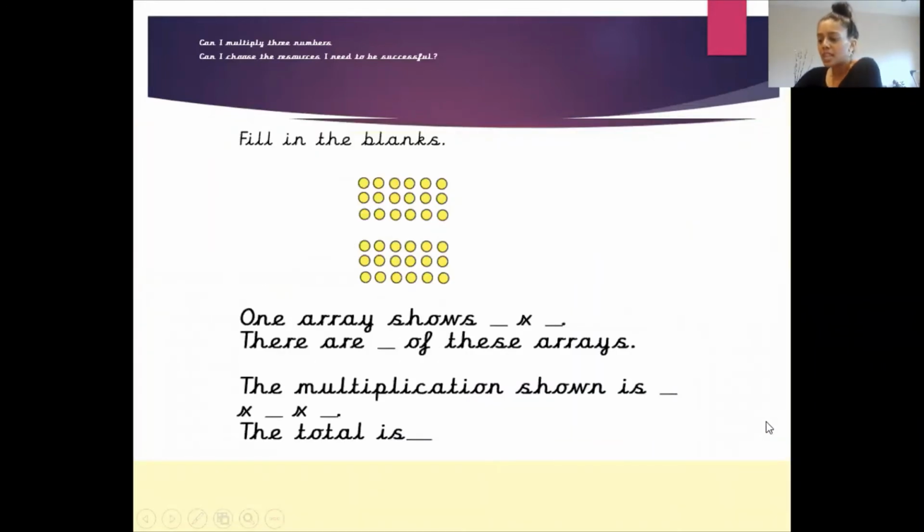If you have a look at these counters, this is called an array. So I am just going to get my pen out.